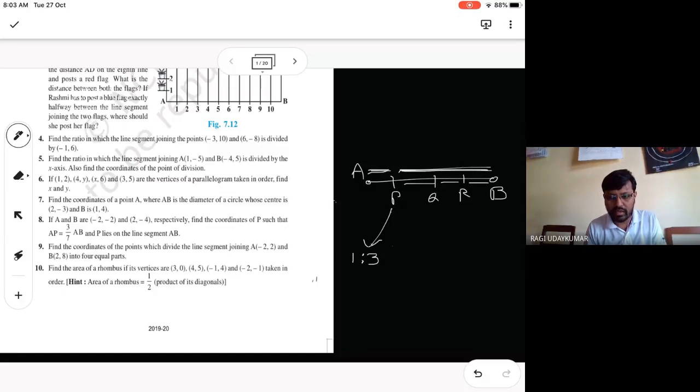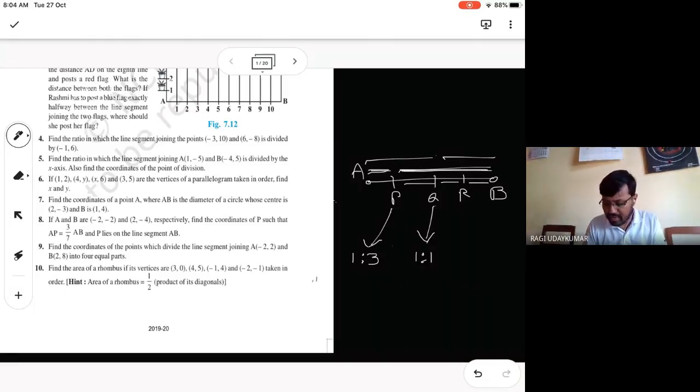Okay, so you can do it. Q divides AB in what ratio? That means AQ is to QB. A to Q is 2 equal parts, Q to B is 2 equal parts. So 2:2, which is nothing but 1:1. Will this be the midpoint? Logically apply that. That is the midpoint of AB.